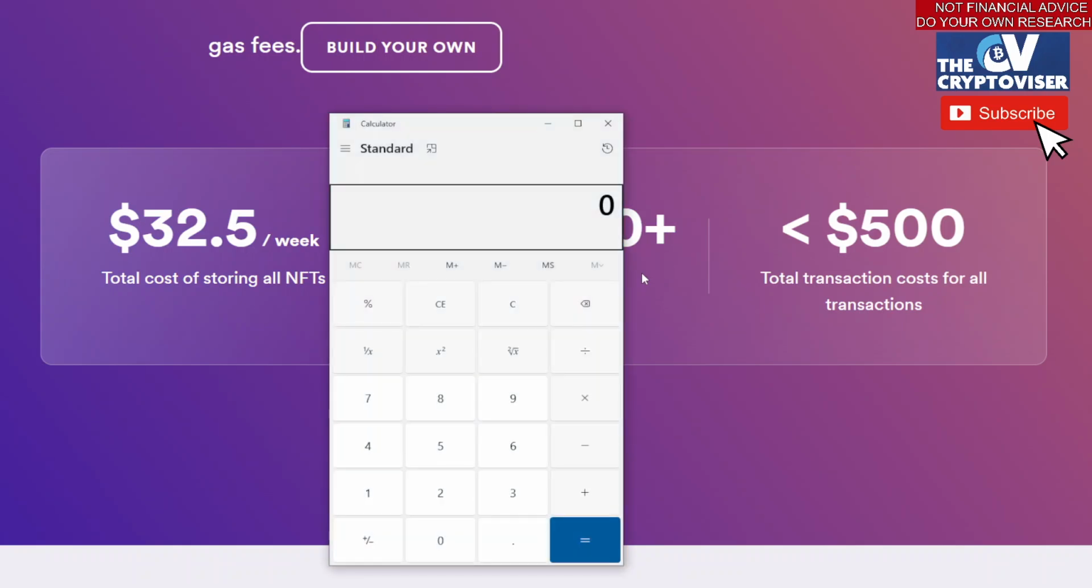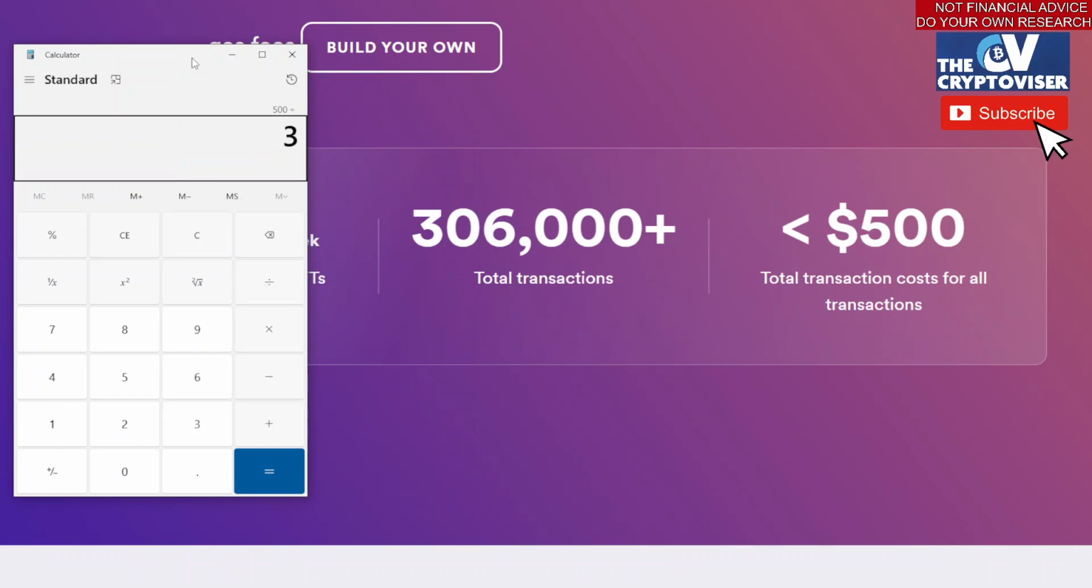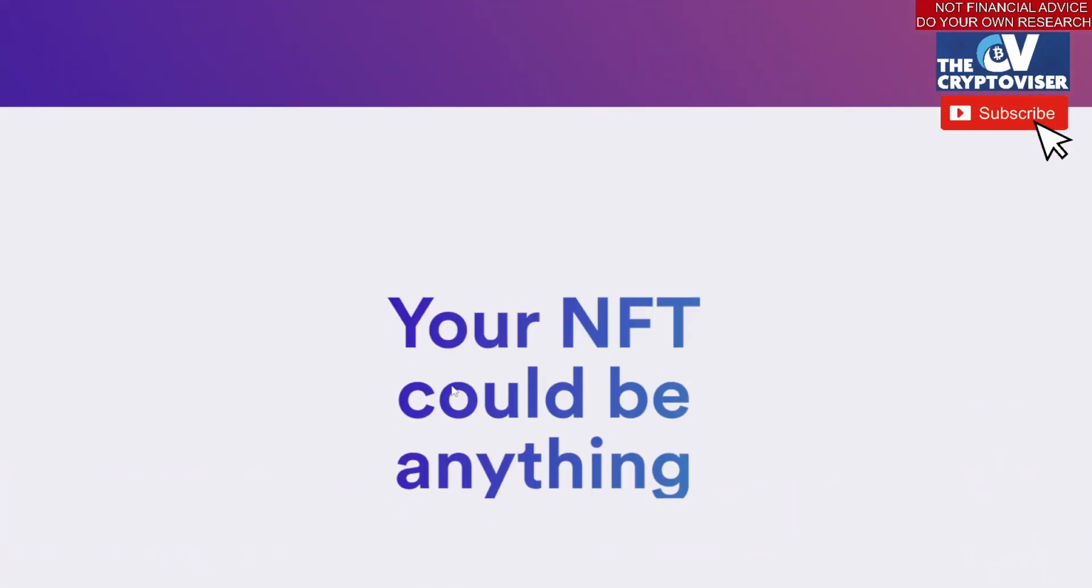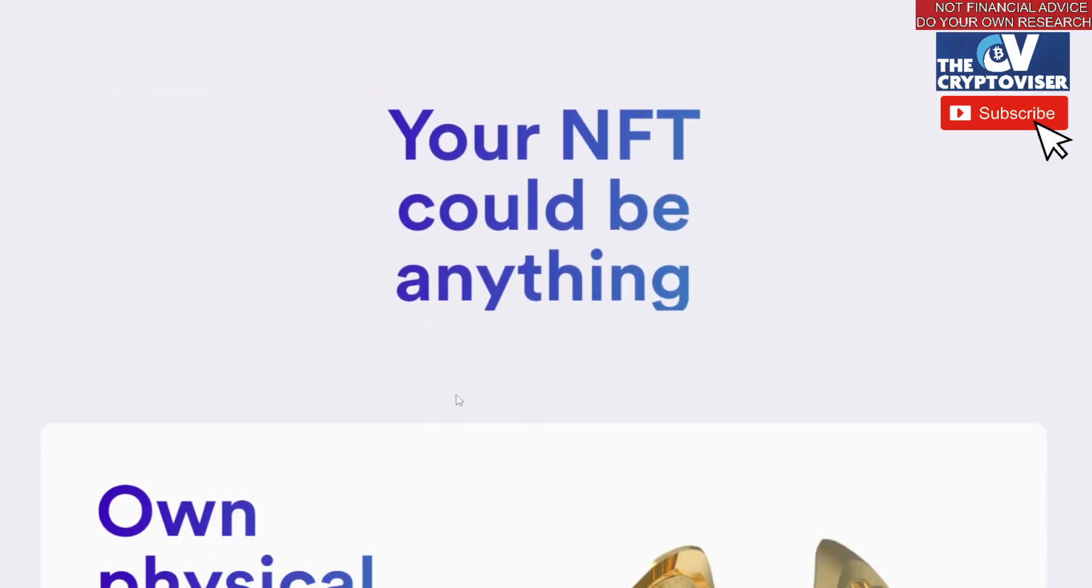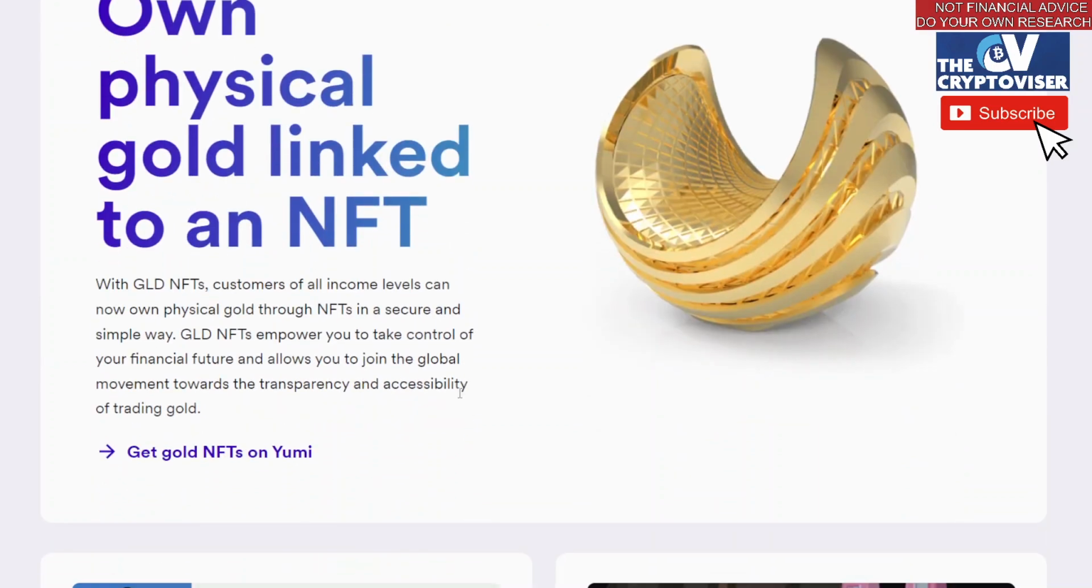Let's do the math. $500 divided by 306,000 transactions, it's 1.5 tenths of 1 penny per transaction. This is why Internet Computer is superior. It's superior to Solana, superior to Ethereum, way superior to Cardano in almost every single way.